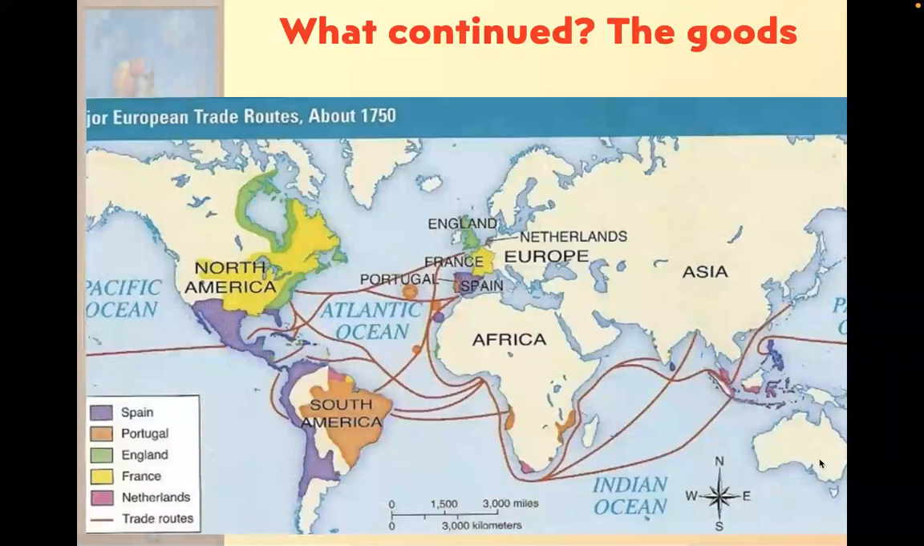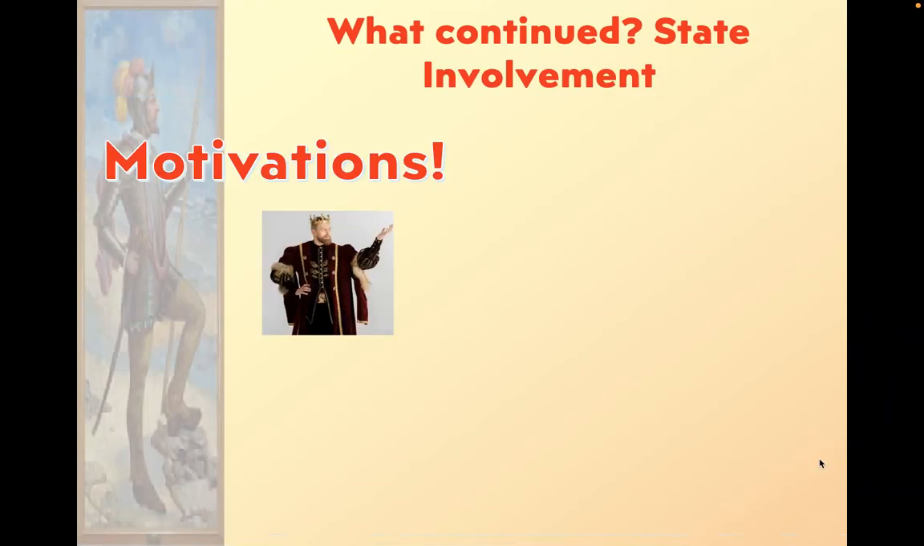Well, we begin with, first of all, what continued. On a global scale, we're still after the similar goods that we've been working with since 1200: pepper, cotton, spices, slaves, gold, and a couple other things were still in very high demand and used by the nation states of Europe to be able to bring in wealth. So we've got that continuity followed up by the state involvement.